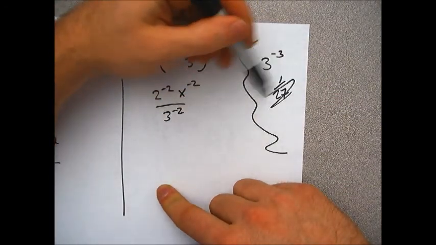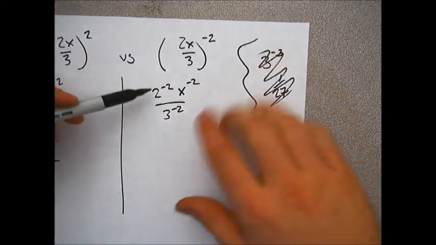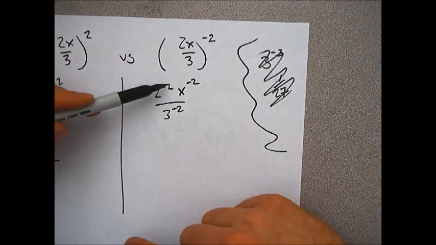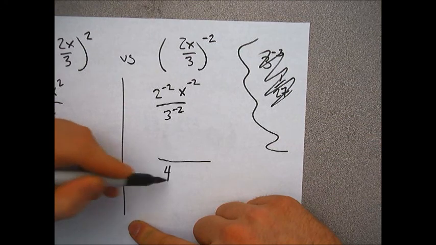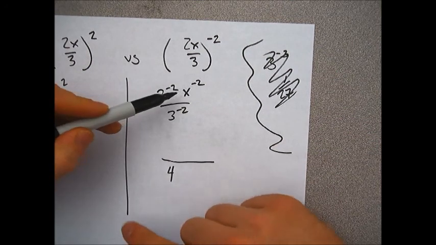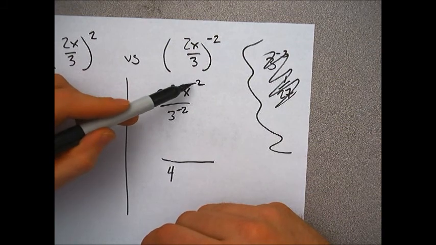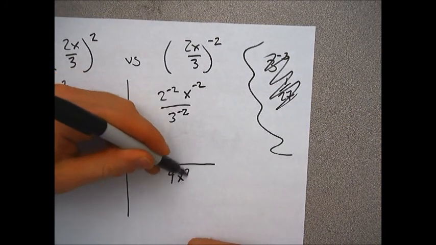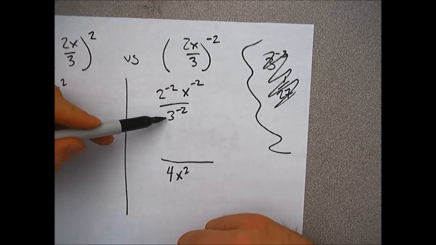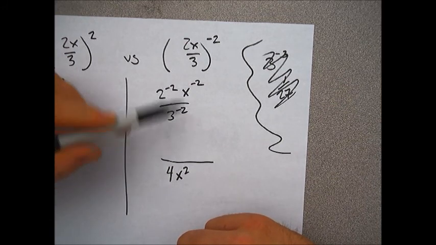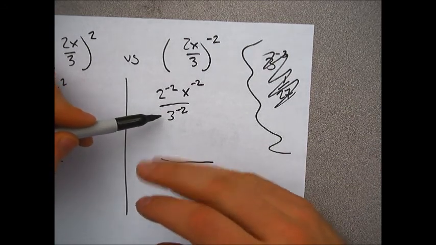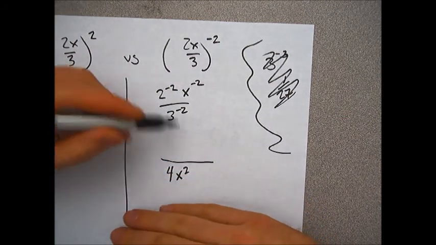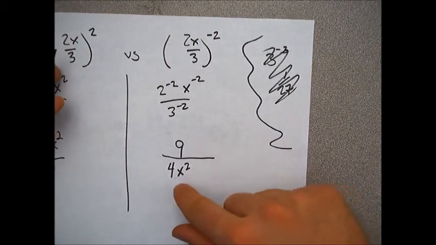So keeping that idea in mind for right here, 2 to the negative 2 power, well, 2 squared is 4, but it's a negative exponent, so I flip it. So I'm going to bring my 4 to the bottom. X to the negative 2, well, x squared is just x squared, but it's a negative exponent, so again we flip it. Likewise, when it's on the bottom of a fraction and it's negative, we're going to bring it up to the top. So you can flip things from the top to the bottom or the bottom to the top. So when I say 3 to the negative 2, well, 3 squared is 9, and then when I flip it, I get 9. So that would be 9 over 4x squared.